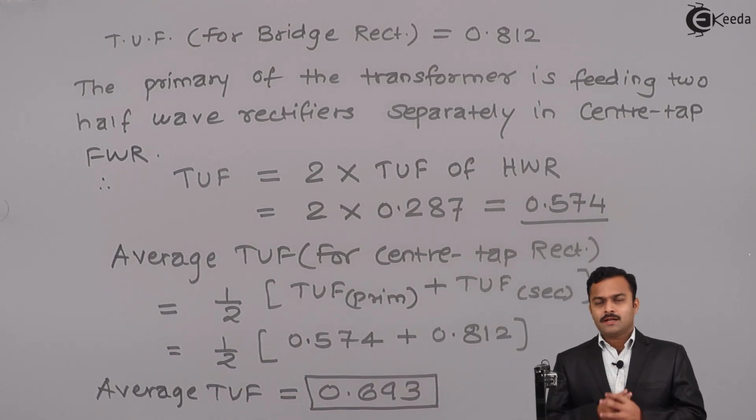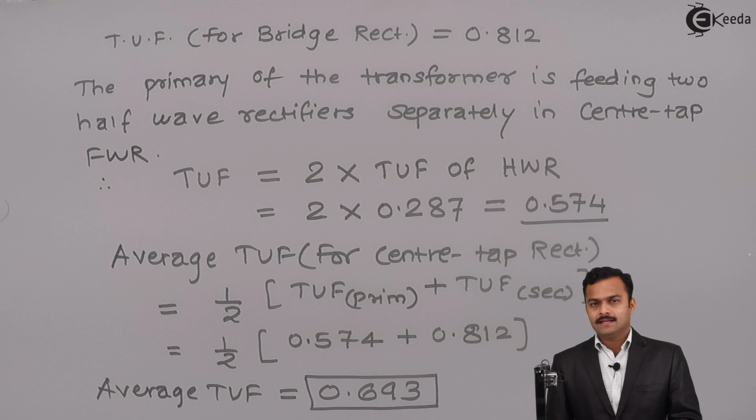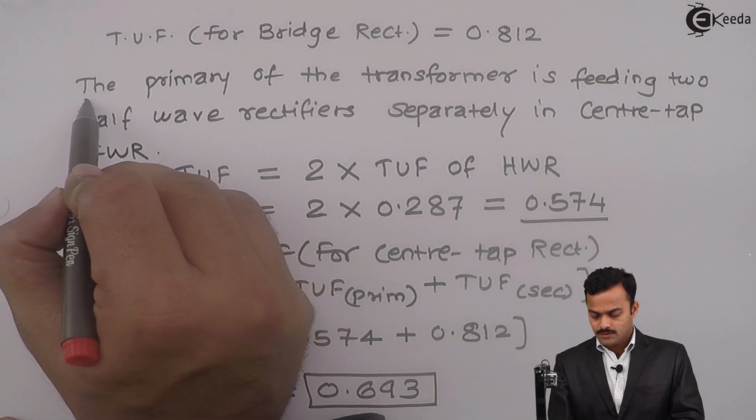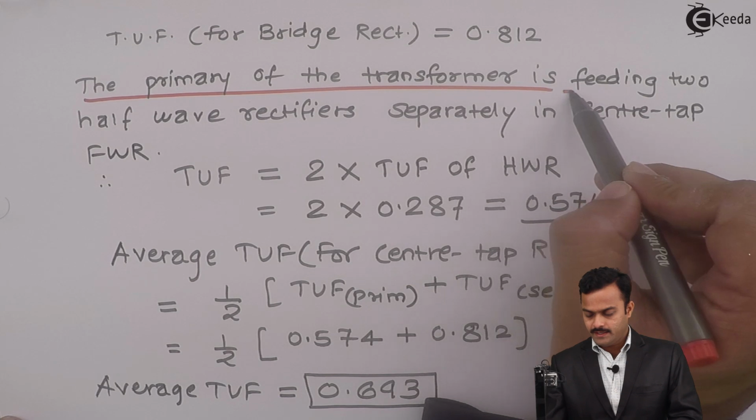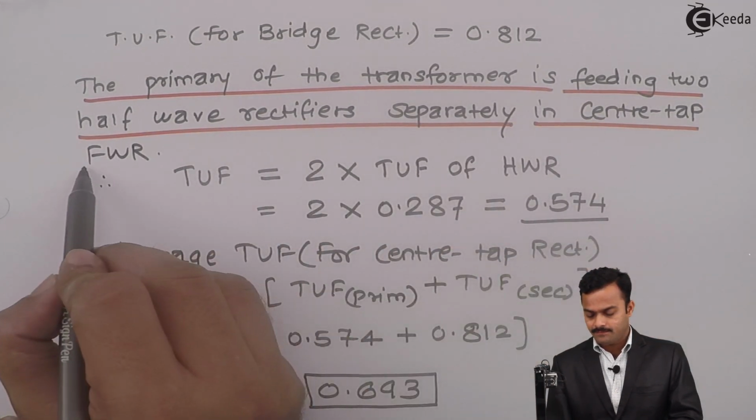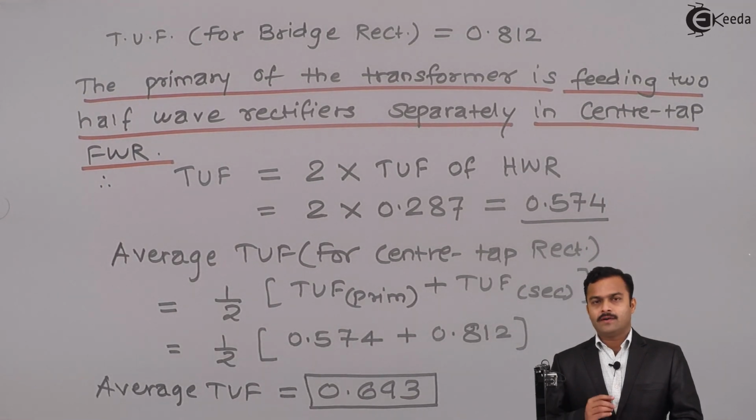So, transformer utilization factor for center tap rectifier is lesser than bridge rectifier because of this fact. The primary of the transformer is feeding two half wave rectifiers separately in center tap full wave rectifier.